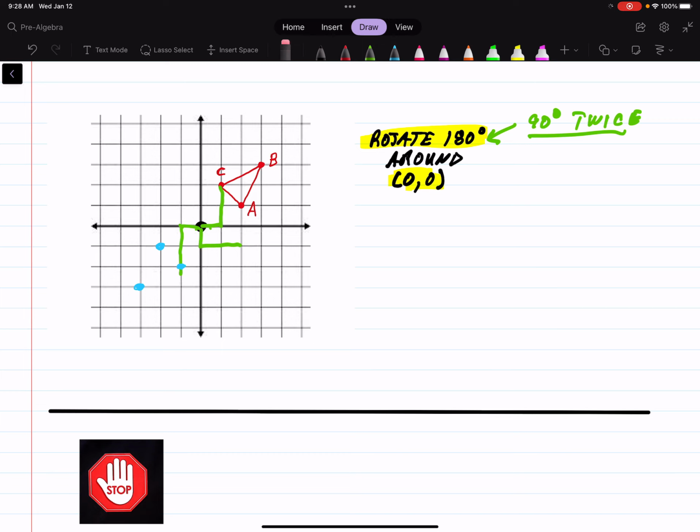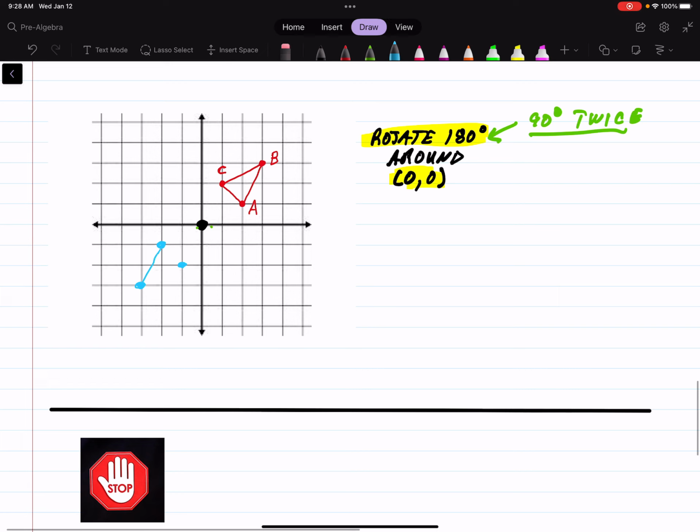Now I can erase the green lines, connect my dots, label them correctly. This is A prime, this will be B prime, and this will be C prime. So that is a way to rotate around a point. And remember, our point here was 0, 0. And that's really the lesson, how to do those 3 things.